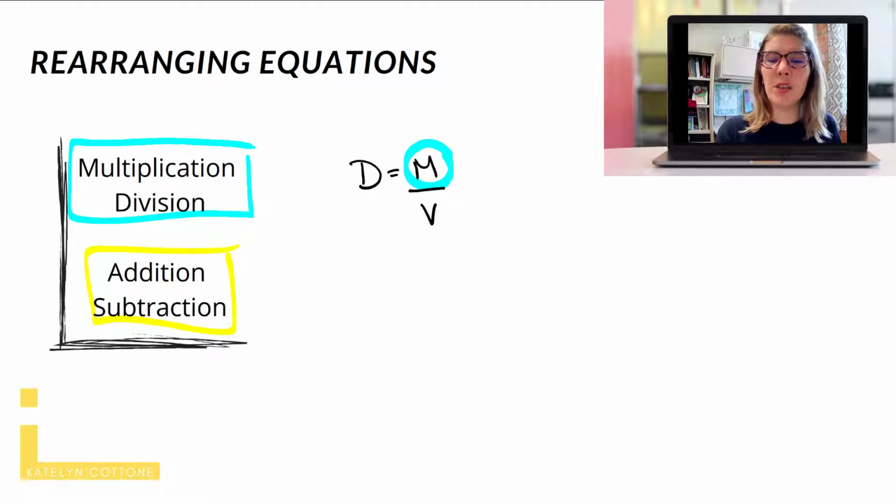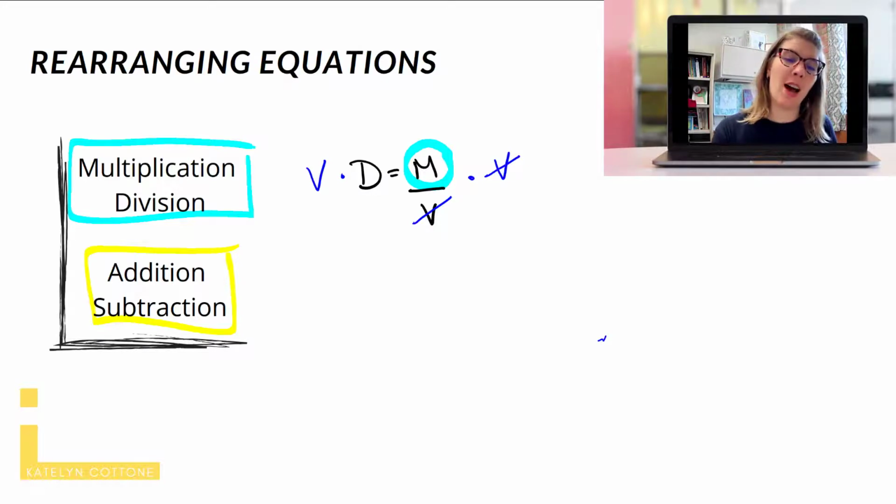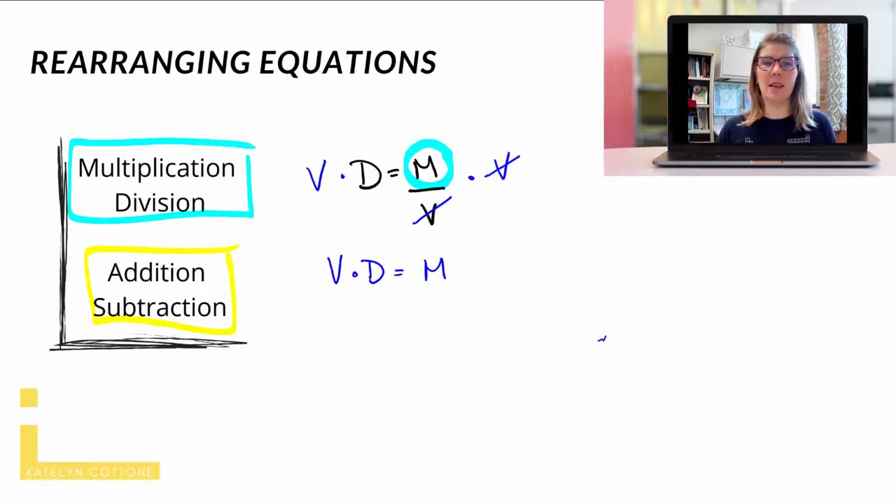And so what we'll do is we'll take your volume, multiply both sides by volume in order to get your volume to cancel. Whatever you do on the right-hand side, make sure that you also do it on the other side. So now we have volume times density equals mass.